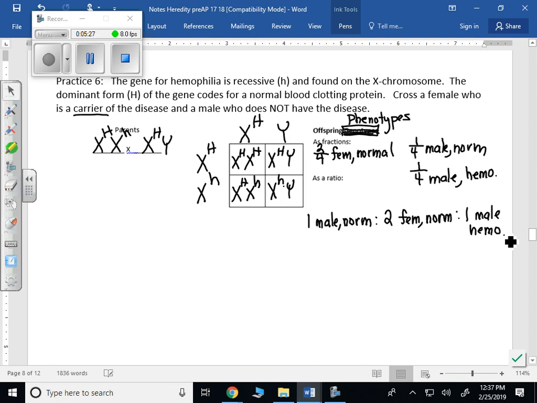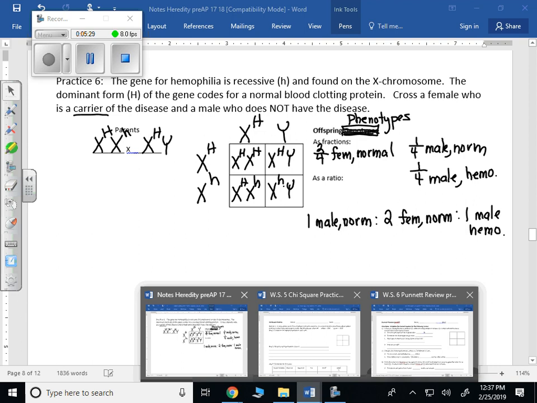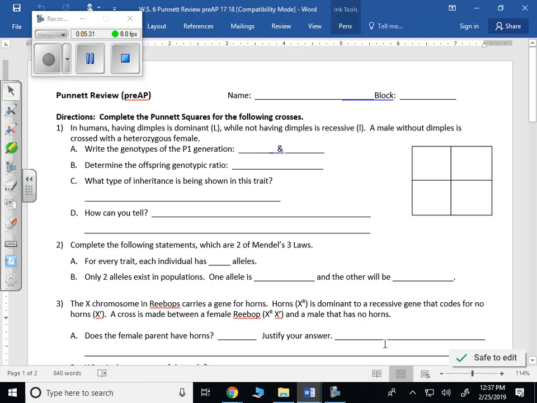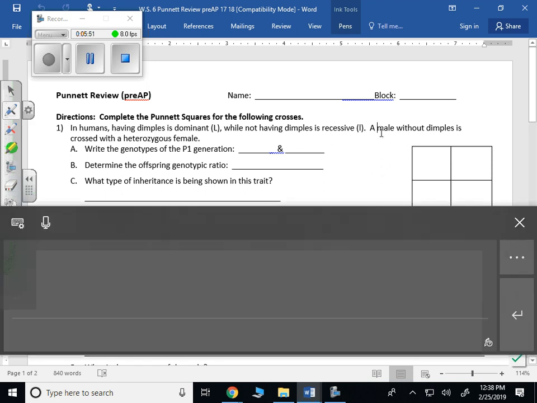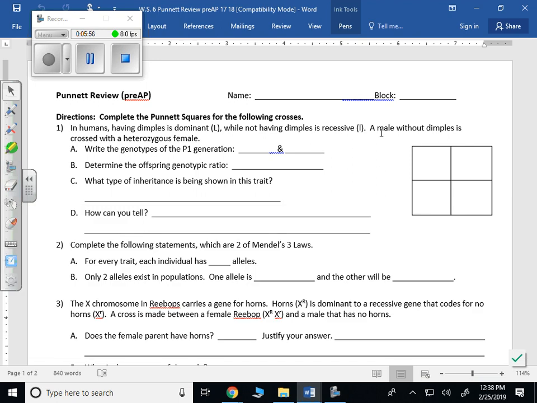Okay, now that we've done those problems, you should be able to do this Punnett review worksheet that we see here. It's going to have just some regular Punnett squares, and it's also going to have some that are sex-linked. I want you to be aware of this first problem when it says we have a male with dimples and we have a heterozygous female. Now, just because I say male and female doesn't mean that you're going to break out the X and Y chromosomes. In this first problem, you should just be using L's. Big L, little l, and little l, little l.